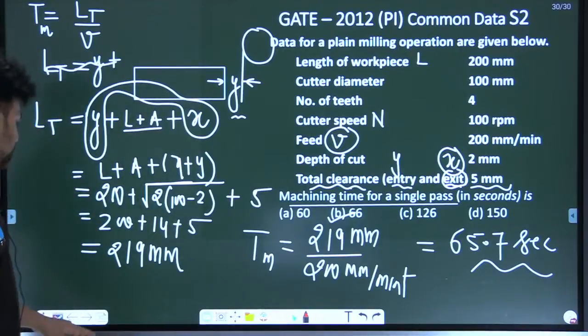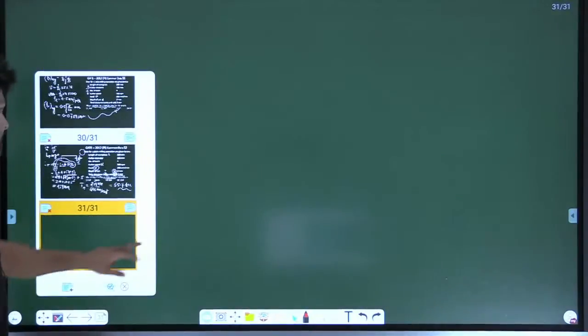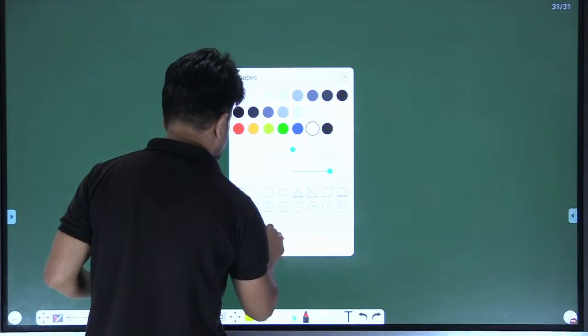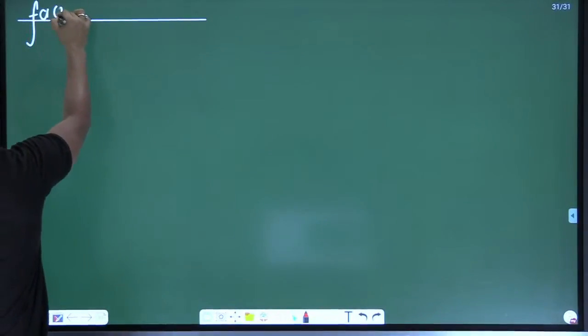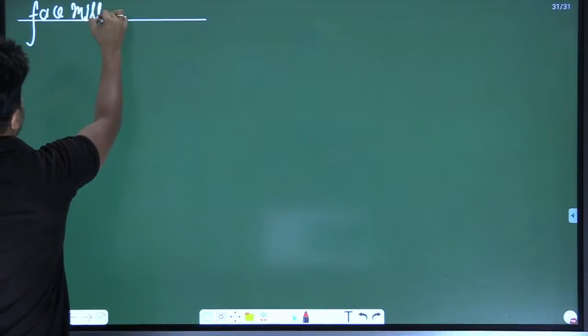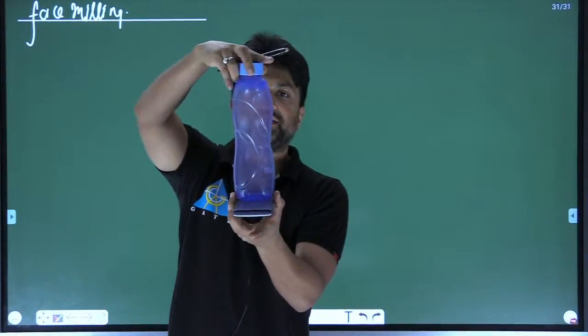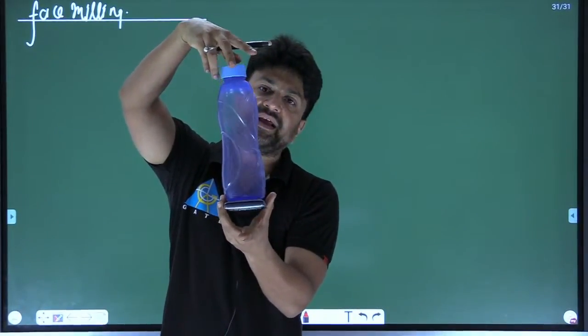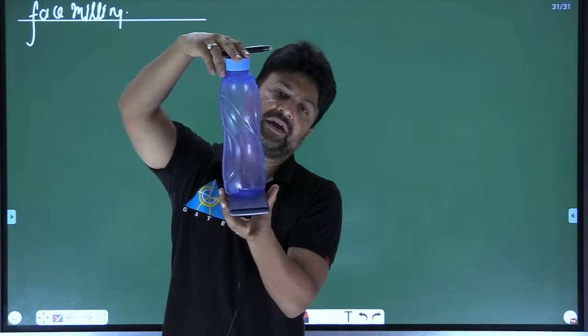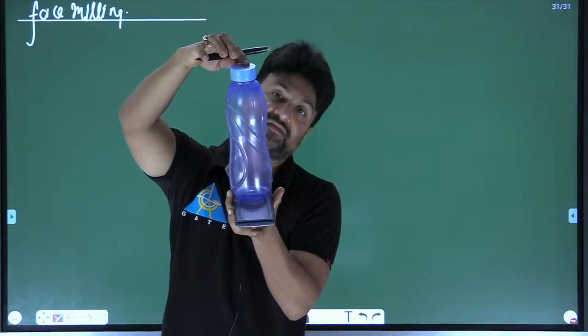Now, the last concept is face milling. Look, face milling. In face milling, basically this is your workpiece and this is the milling cutter. Here the milling cutter axis is perpendicular to the machined surface, right?